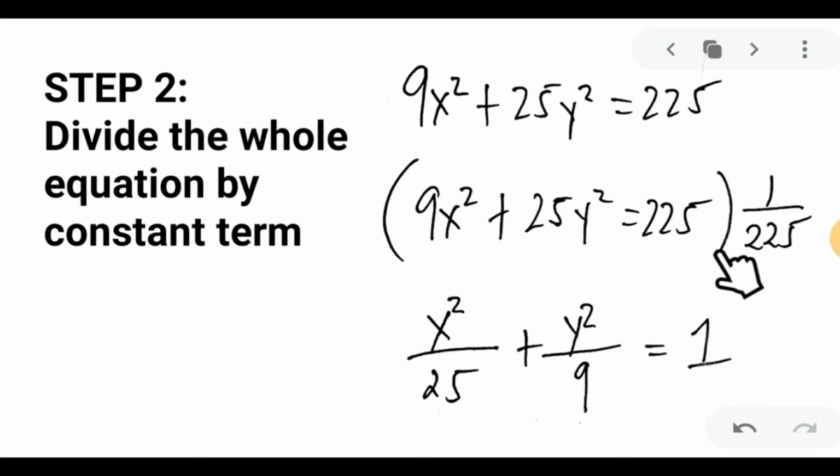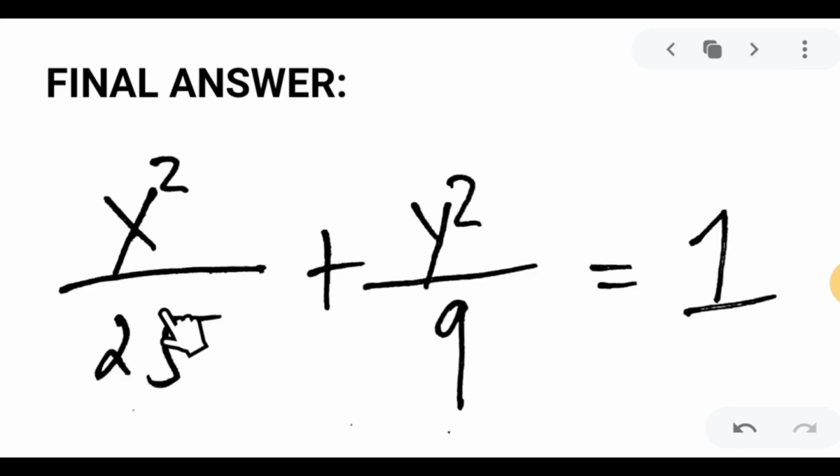So 225 divided by 9 is 25, and then put the x squared at the numerator, plus 225 divided by 25, that is 9. Put the y squared at the numerator, and then 225 divided by 225, that is 1. Therefore, the final answer is x squared over 25 plus y squared over 9 equals 1.